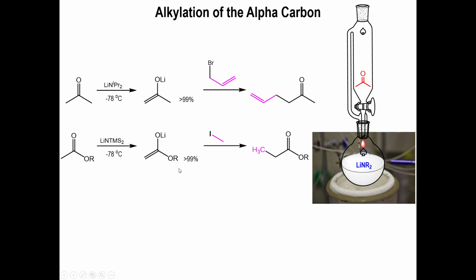Okay, so this procedure of first making the enolate to completion and then adding your substrate thereafter works really well for ketones. You can make that enolate in pretty much full conversion, which you can then alkylate, as I just showed you in the previous slide. This works also phenomenally well for esters.